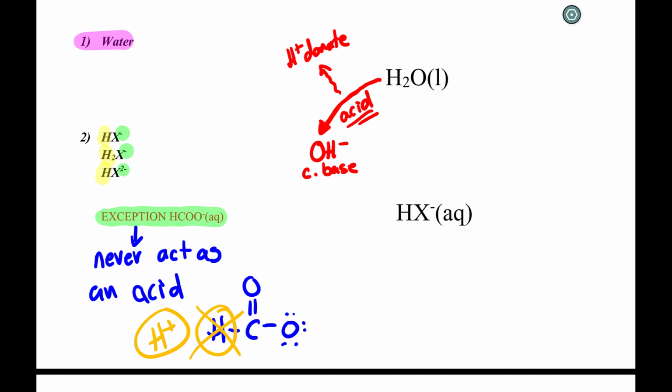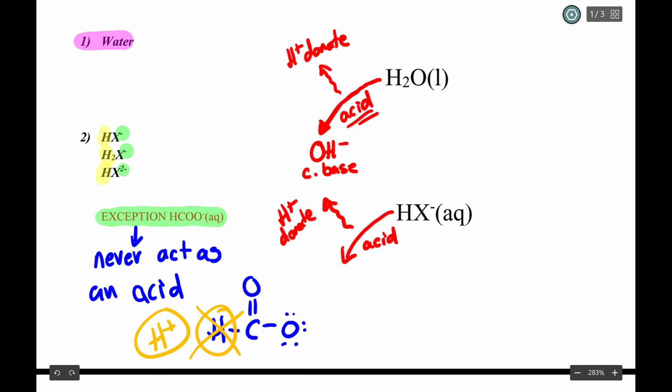Now, if I had HX-, X could be a number of different things here. It could be CO3, it could be S, there's lots and lots of options. If it donated an H, it would be acting as an acid, and it would form X2-, which would be its conjugate base. This makes sense. X2- is a diprotic base. It could accept 2 protons.